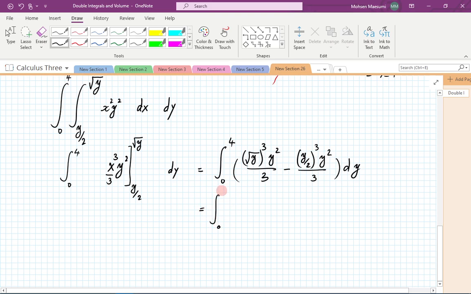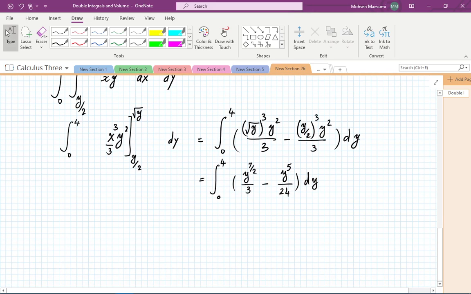So 0 to 4. Well, it's better to convert everything to just powers. So this becomes 3 halves, and 2, all told, becomes y to the power of 7 halves over 3. And this becomes y cubed times y squared. That's of course y to the power of 5. 2 cubed is 8 times 3, that's 24. And then all of that is dy. So by now, the problem has been reduced to a simple problem.